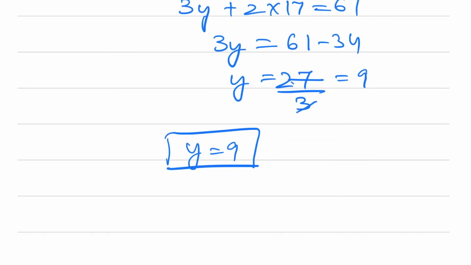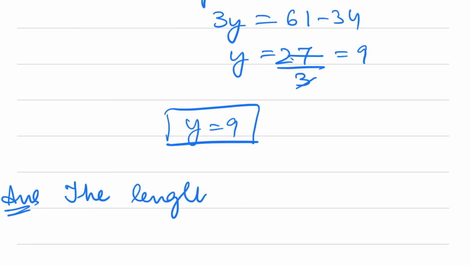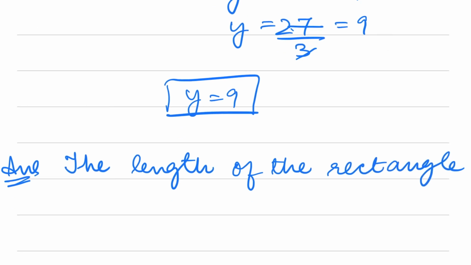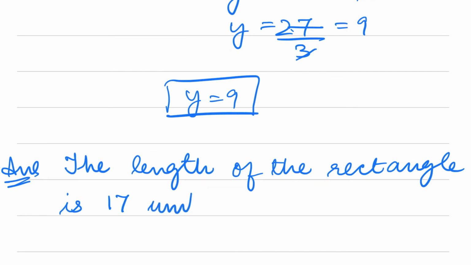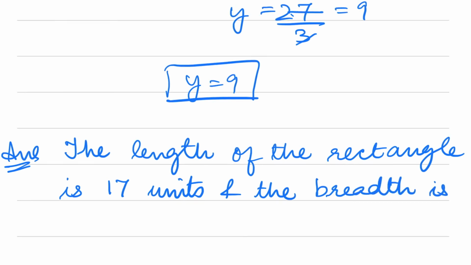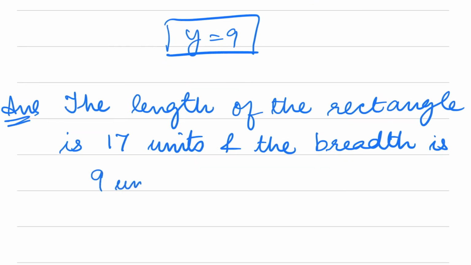So we can write down the answer. The length of the rectangle is 17 units and the breadth is 9 units. So we have finished the fourth question in this video, as well as we have finished exercise 3.5.